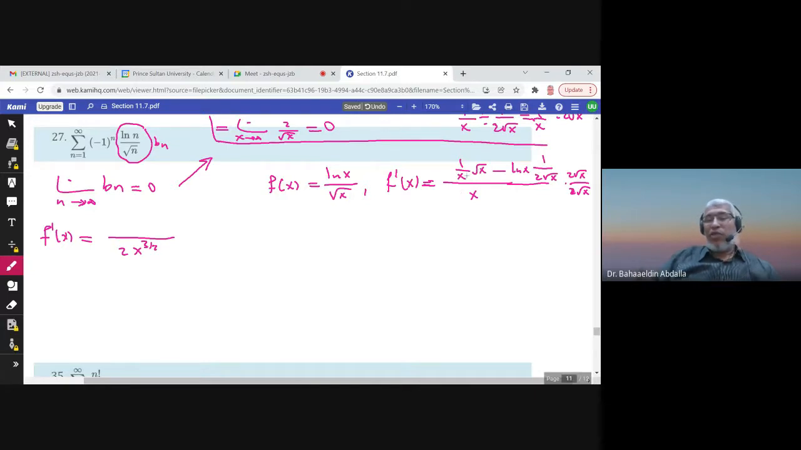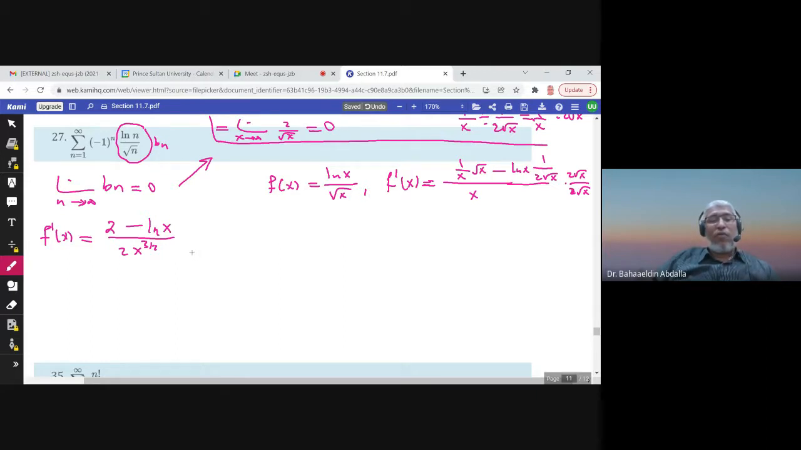And pay attention to this. This is already square root of x over x. So it is 1 over square root of x. When you multiply by 2 square root of x, you will just get 2. Okay? Or you can multiply square root of x times square root of x. X cancels with x and you get the 2. Minus 2 square root of x cancels with 2 square root of x, and I get ln x.